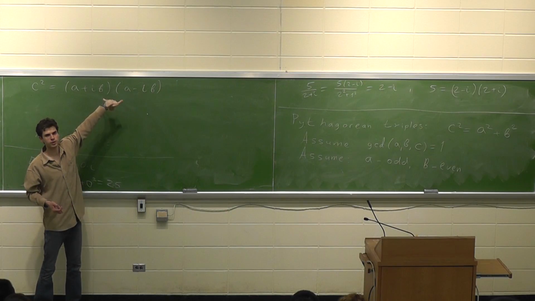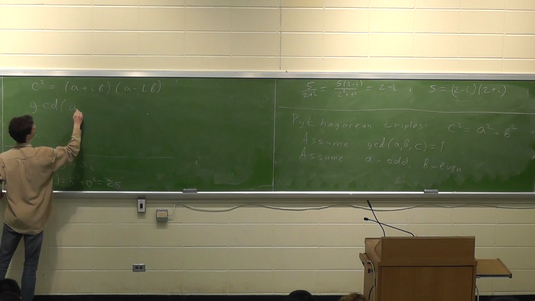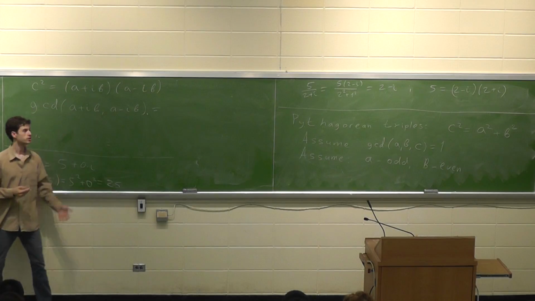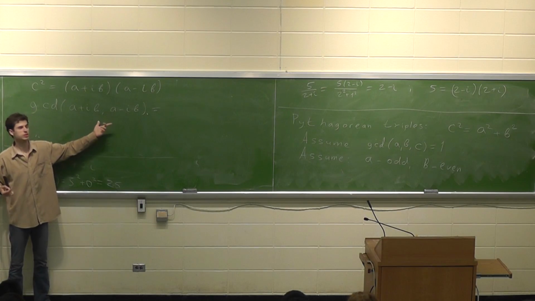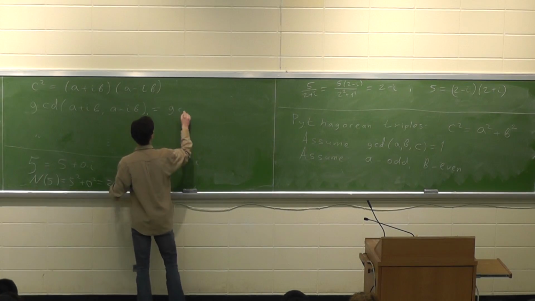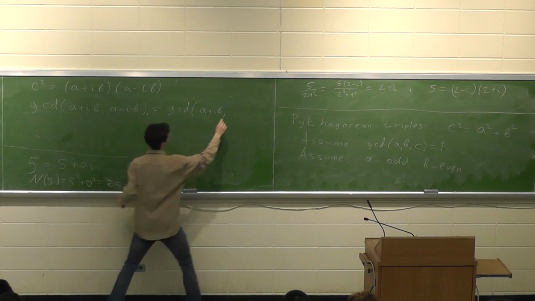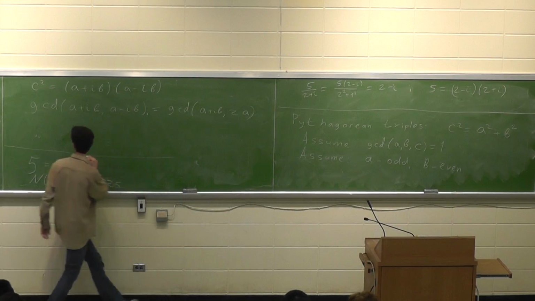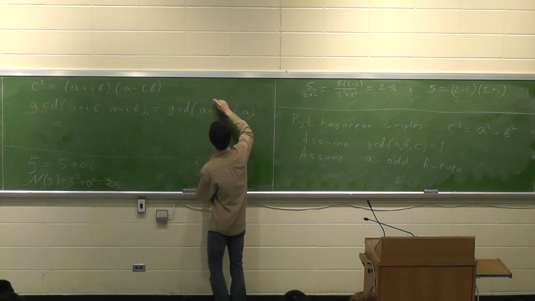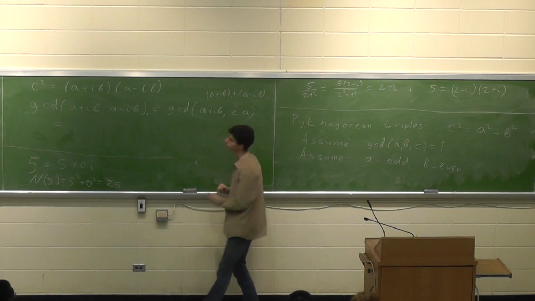Moreover, I can say something about the GCD of these two numbers. Can they have any common factors? Well, let's see. The GCD of this and this, well, if something divides both of them, it must divide the sum. So it's the same as GCD of a plus ib, and the sum, which is twice a. So this is just the sum, a plus ib plus a minus ib.